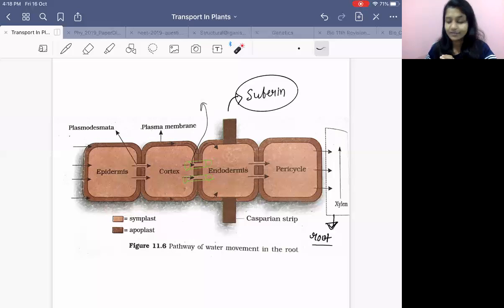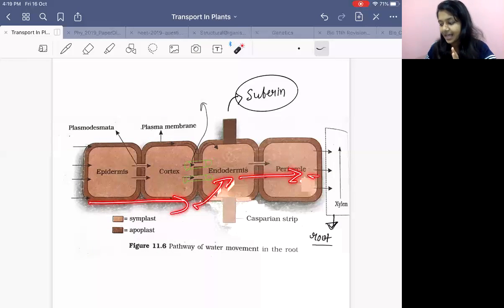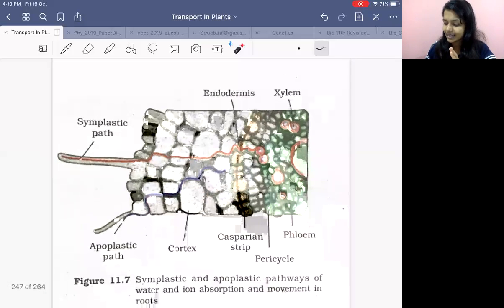Apoplast, symplast. After the cortex, it goes only in one direction. And what is that direction? Symplast. Why? Because of this Casparian strip. Because it will not allow them to go into the dead part of the cell. Got it? This is how apoplast, then symplast movement happens and it reaches the xylem. You can see it again.